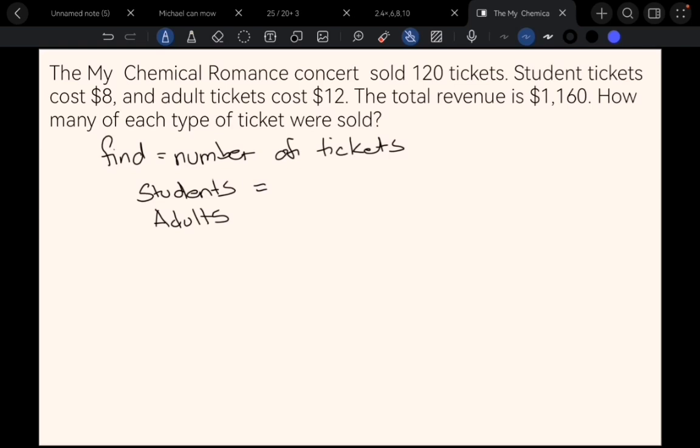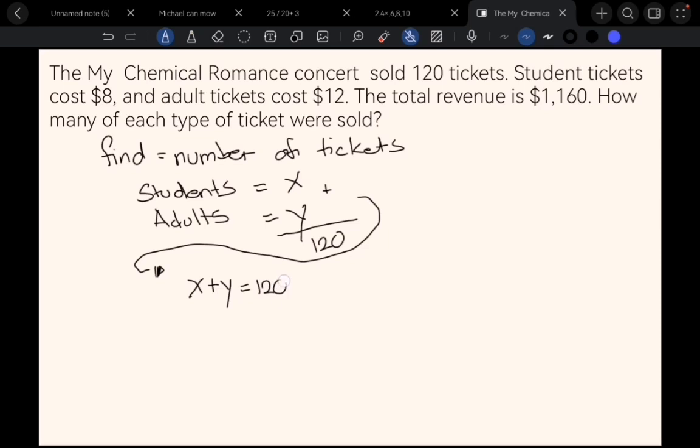So students, we can represent as X, and adults, we can represent as Y. Remember, as the word problem mentioned here, if we add both of these two, that would be equivalent to 120 tickets. So let's make it a little bit easier for us to see. So that's X plus Y equals 120.